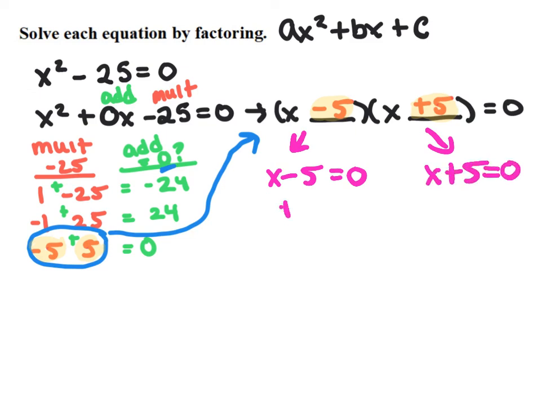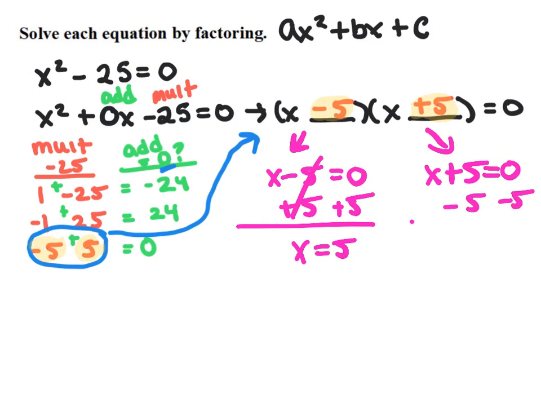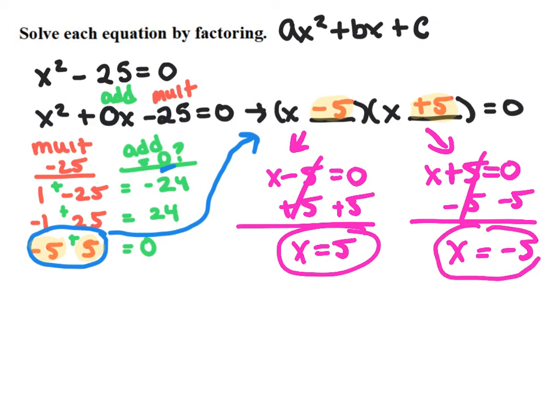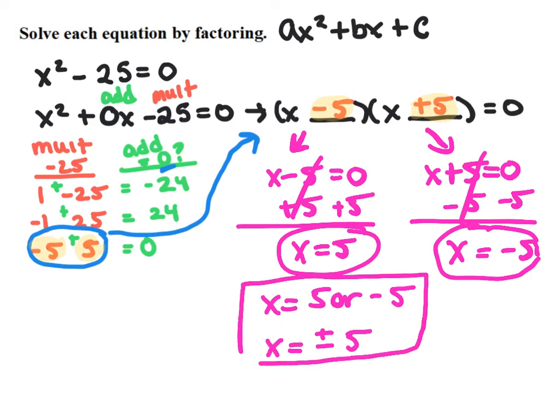So if I solve the equation on the left, I would add 5 to both sides, so the 5's cancel. So it gives us x equals 5. And then for the equation on the right, you would subtract 5, so the 5's cancel. So you get x equals negative 5, giving us our two answers, which we can rewrite as either x equals 5 or negative 5, or since these are the same number, it's also sometimes written as x equals plus or minus 5, meaning it's the positive or the negative version of that number.